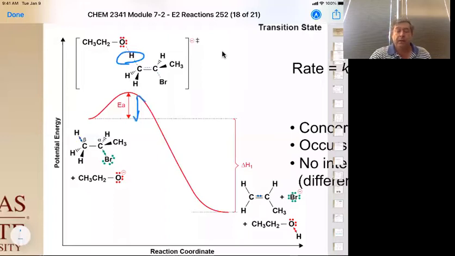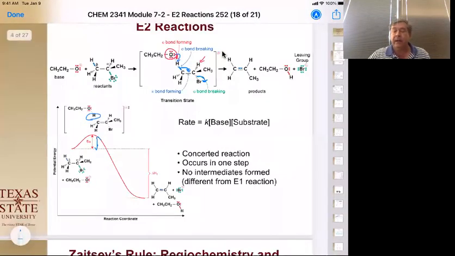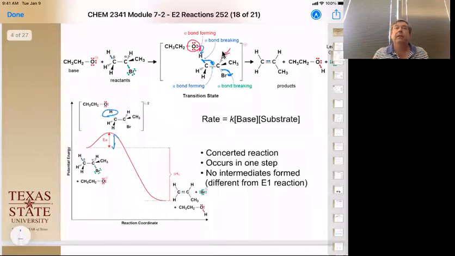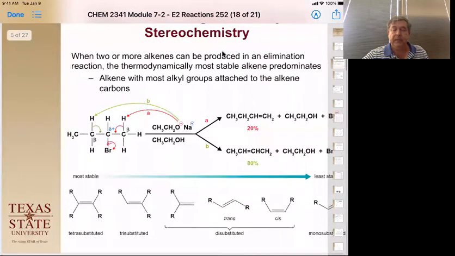All right, so questions about that concerted step. Notice three pairs of electrons are moving all at the same time, creating a new bond, creating a double bond, and breaking a bond to form an ion.